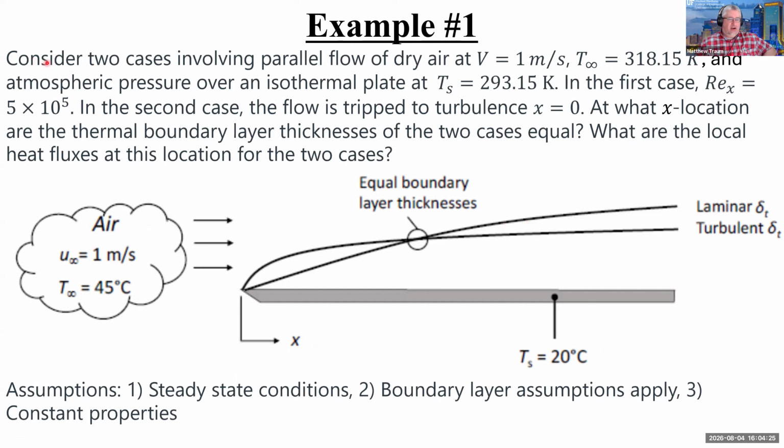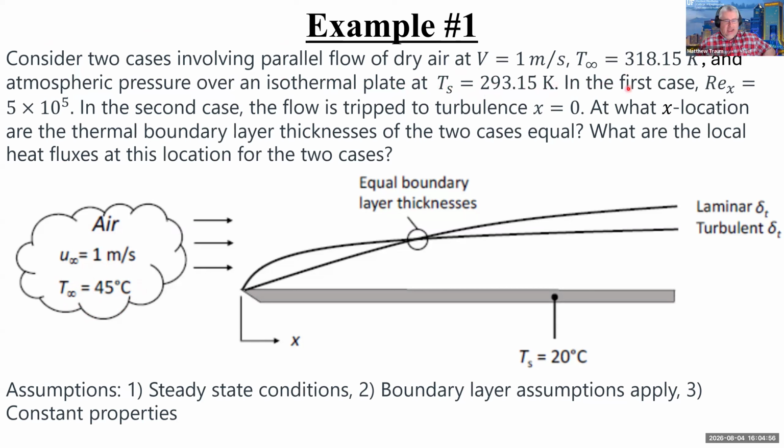We're going to consider flow over a flat plate, two cases involving parallel flow of dry air at an upstream free stream velocity of 1 meter per second and a temperature of 318.15 Kelvin, right? I have done you the service of converting Celsius to Kelvin, so you don't have to do it. And this is at atmospheric pressure over an isothermal plate, so a plate maintained at a constant temperature of 293.15 Kelvin.